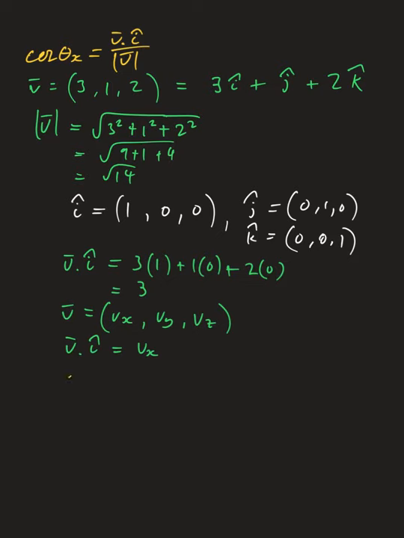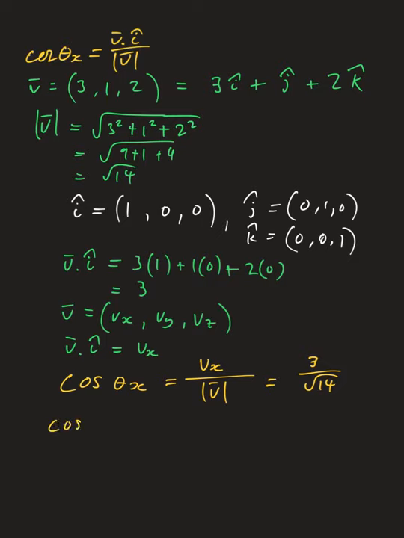So finally, my directional cosine in the x direction, or the cosine of theta x, is equal to, well, v dot i is always just going to be vx, or the component of v in the x direction that's given to us in that row vector there, divided by the magnitude of v. In this case, that's equal to 3 divided by the square root of 14.